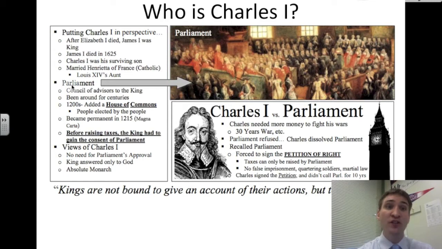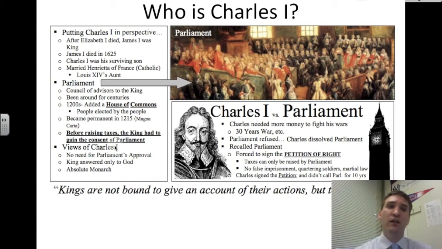And we also have to think about Parliament. Who is Parliament in England? They're a council of the advisors to the king. And here are the members of Parliament in their room. They were originally called the House of Commons. They were elected by the people, and their power became permanent by the Magna Carta, which we said was written in 1215. Before raising taxes, the King of England had to gain the consent or the agreement of Parliament. So Parliament was a check on the king's power.